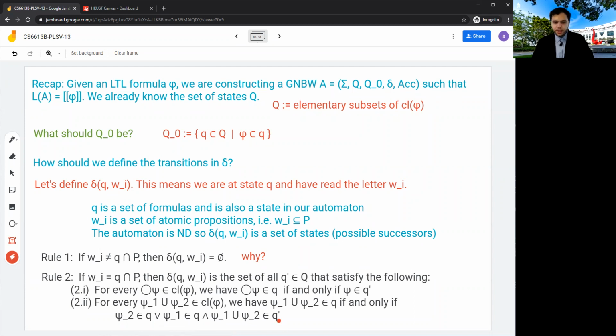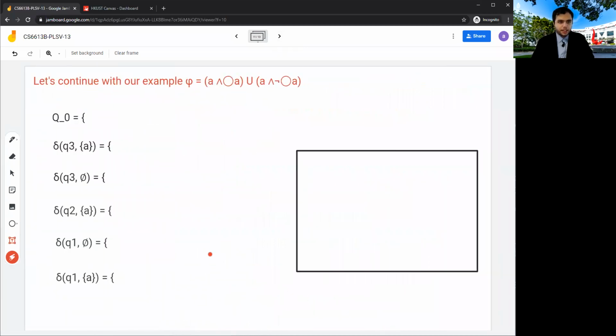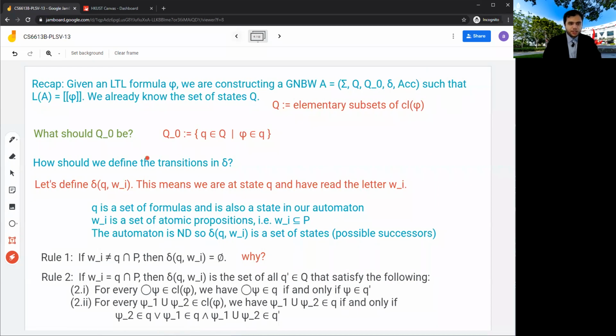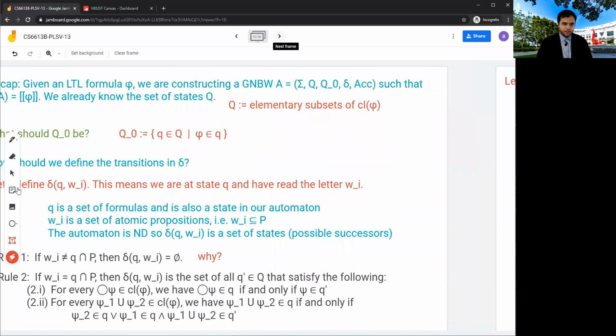Okay, so this defines the transitions. Let's actually do this. We talked about which states are initial states. Q2 and Q3 were initial states.